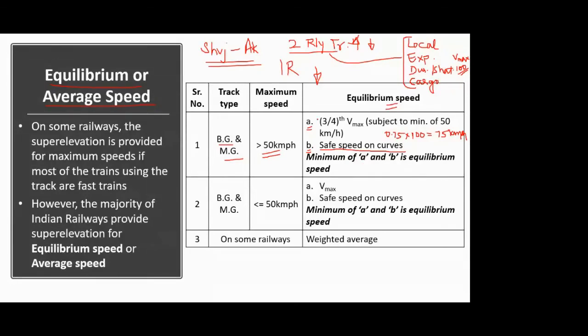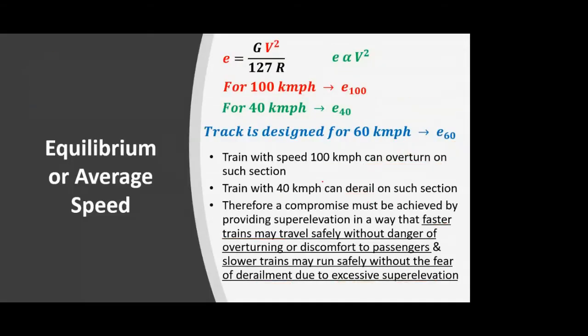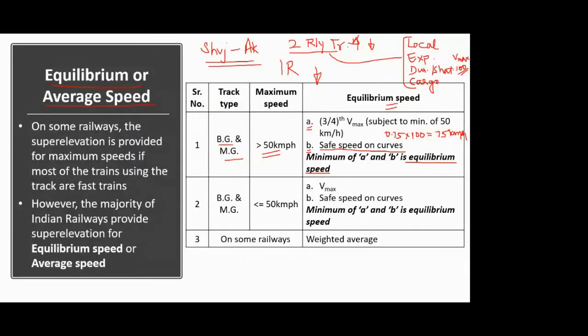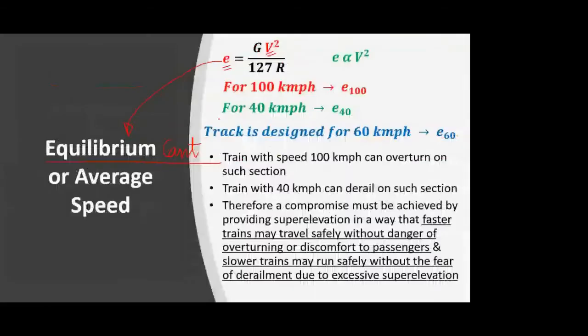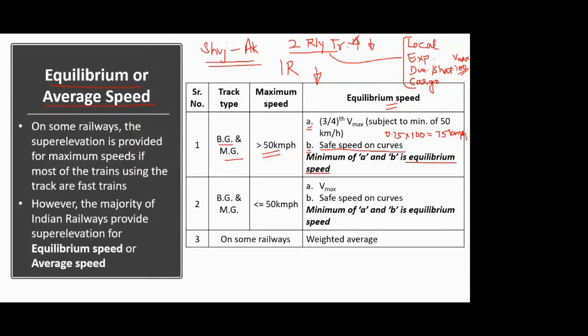And then the minimum of these two will be considered as the equilibrium speed, and for that speed we will use that speed in this formula of superelevation, and then you will find out the superelevation, and that superelevation will be the equilibrium Cant. So that's how you arrive at the equilibrium Cant. You first find out the equilibrium speed, then you substitute that value in this formula, and then you find out the equilibrium Cant.